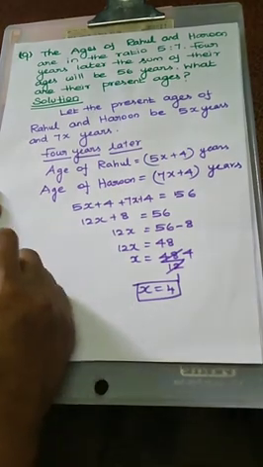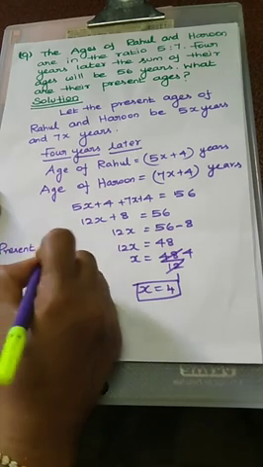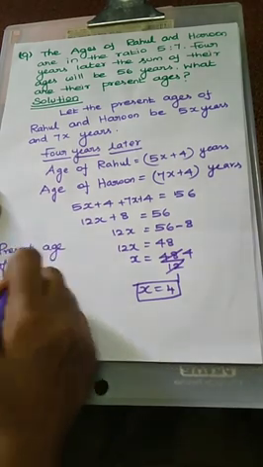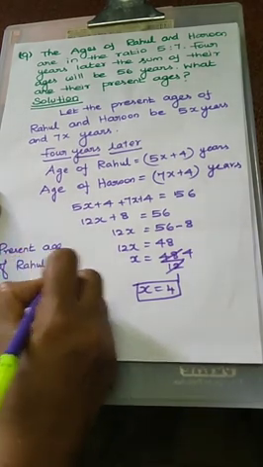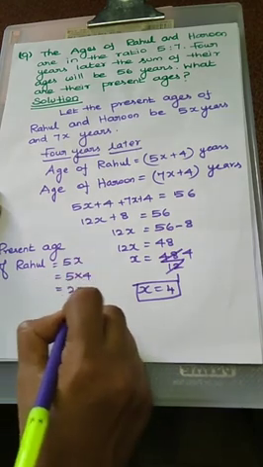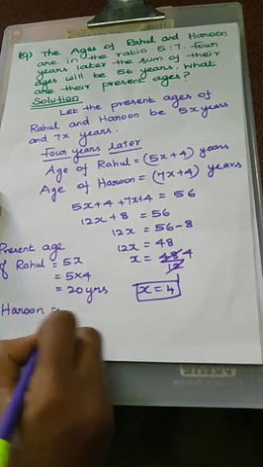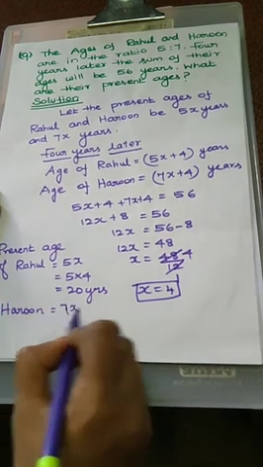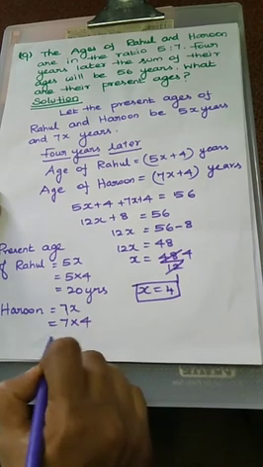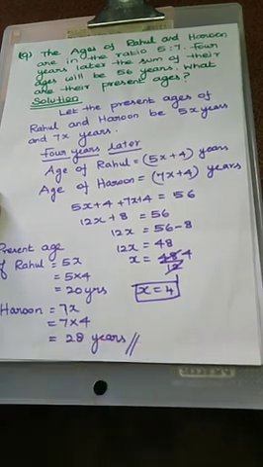Okay. So present age of Rahul is equal to 5x. So 5 into 4 is equal to 20 years. And Harun's age is equal to 7x. So 7 into 4, 28 years. That's all.